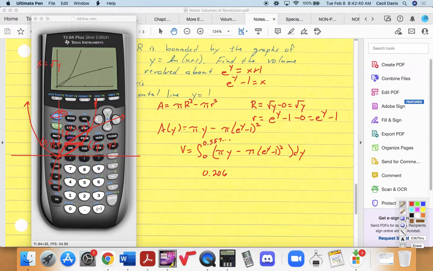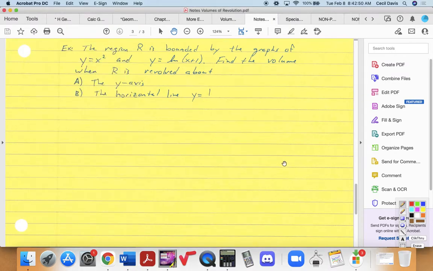Our quiz tomorrow is over what we did yesterday and then the weekend. And the area, yeah. So it won't include any volumes of revolution.